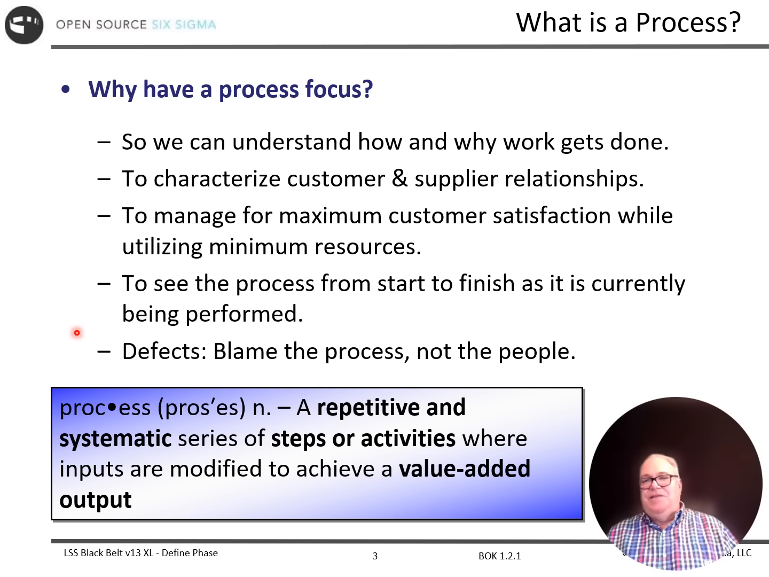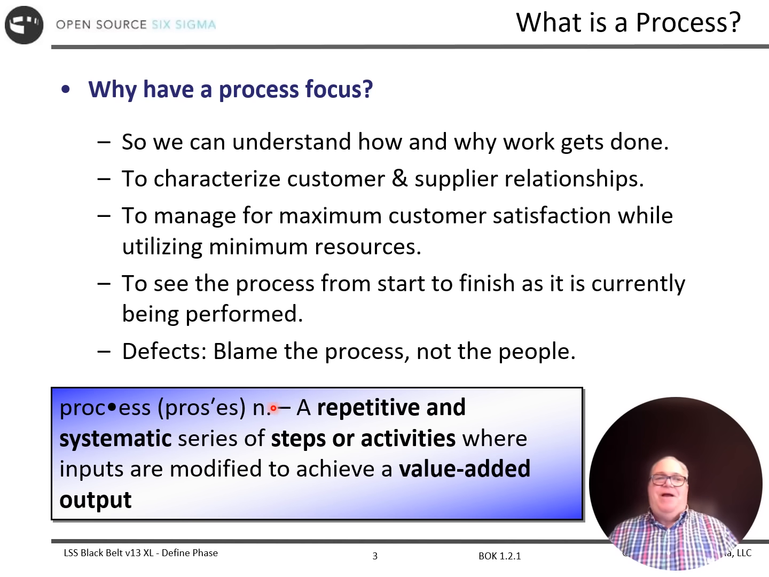So as we see that the process is not efficient, the first level defense is, well, we must need more training. Let's go get all the people in the world. Maybe we need higher skills. Let's make sure that the process itself gives us a chance to be successful.